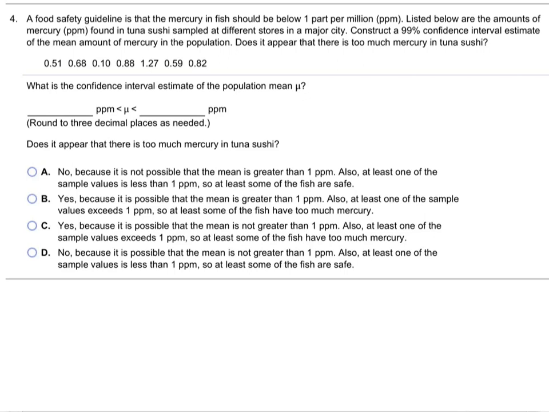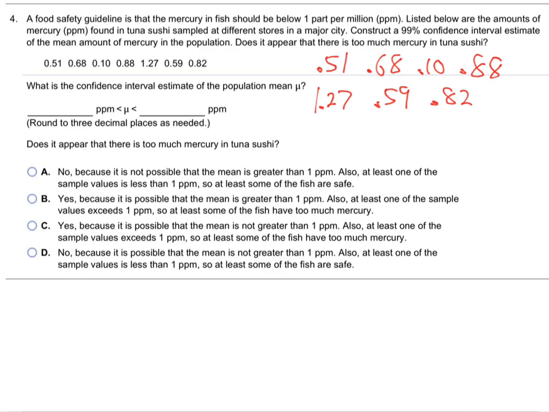All right, so let me just write those numbers down for you a little bigger. So 0.51, 0.68, 0.10, 0.88, 1.27, 0.59, 0.82. So what we're going to do now, so see the difference between this question and the last couple?